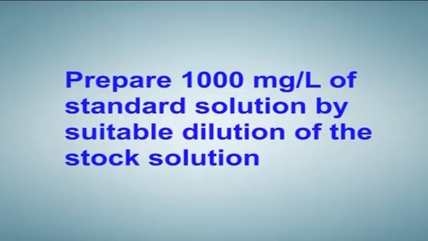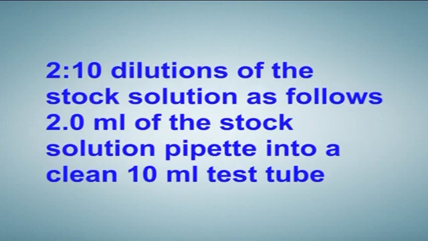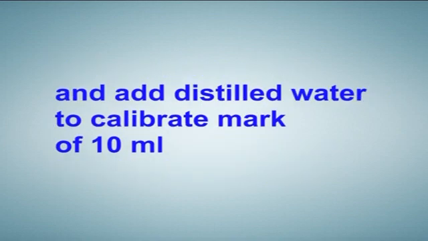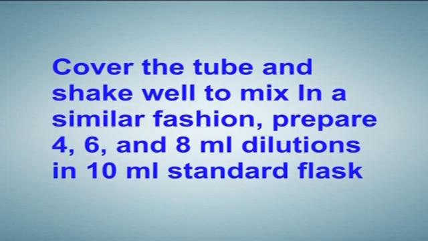Preparation of sucrose standard solution. Prepare 1000 mg per liter of standard solution by suitable dilution of stock solution. Make a 2:10 dilution of stock solution as follows: pipette 2 ml of the stock solution into a clean 10 ml test tube and add distilled water to the mark of 10 ml. Cover the tube and shake well to mix. In a similar fashion, prepare 4, 6 and 8 ml dilutions in 10 ml standard flasks.